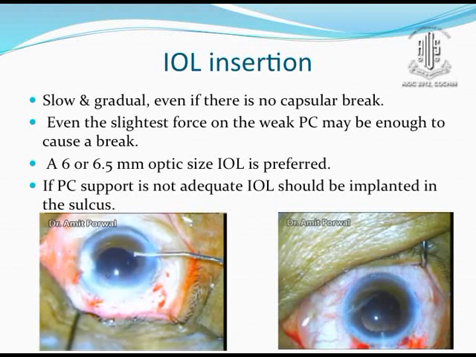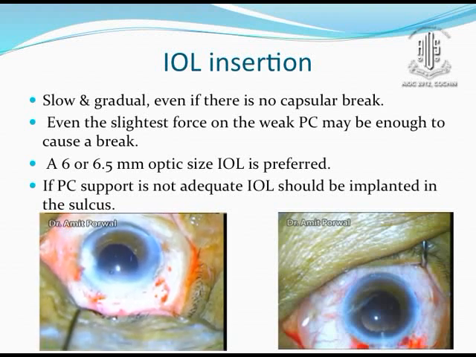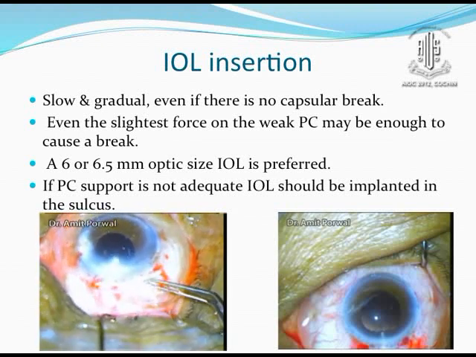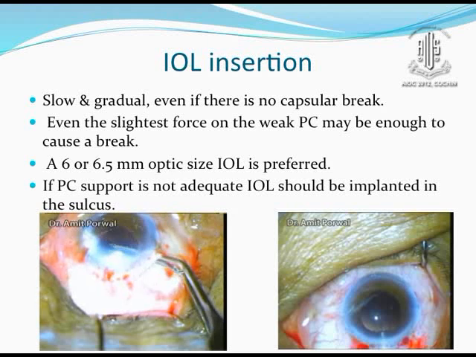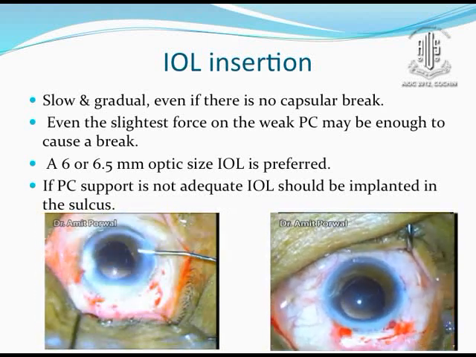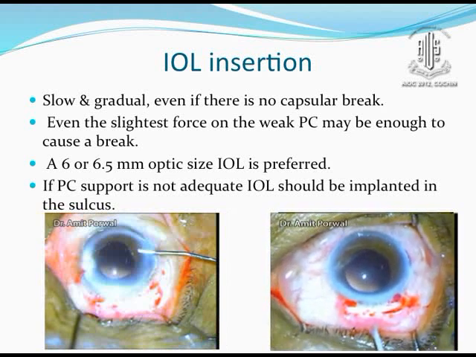IOL insertion again has to be slow and gradual even if there is no break, because even the slightest force on the posterior capsule may be enough to cause a break. A 6 to 6.5 optic size IOL is preferred. If PC support is not adequate, the IOL should be implanted in the sulcus.